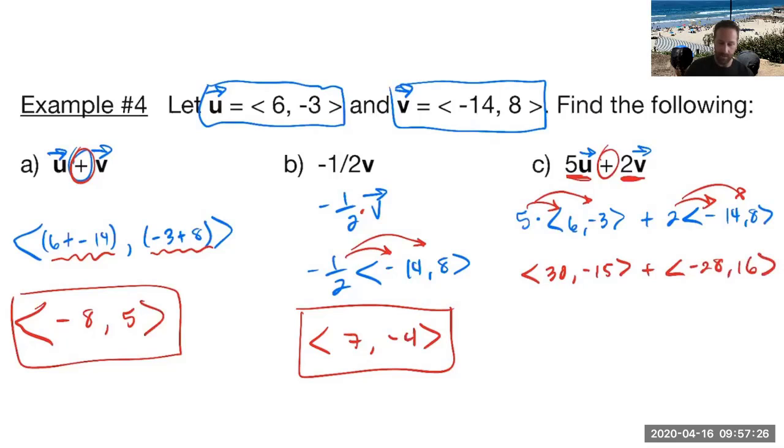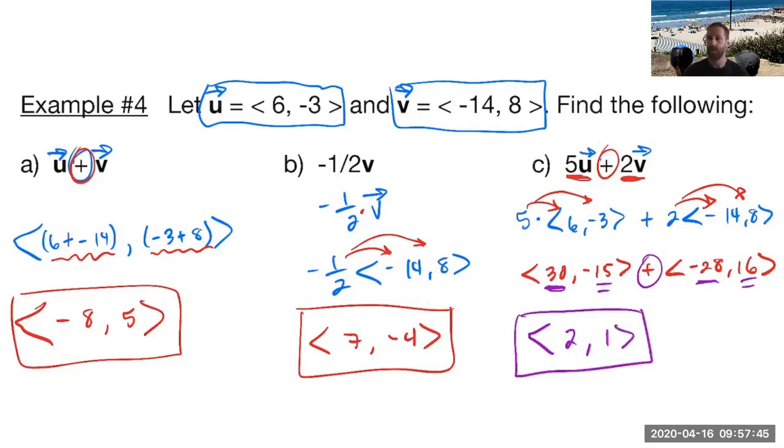And now adding the like terms would give me, adding 30 and negative 28, a new vector of 2, and then negative 15 plus 16 would give me 1. Doesn't get much easier than this, but again, just be very careful. Don't make a silly mistake and get frustrated by losing a negative or trying to do too much. Keep it simple.